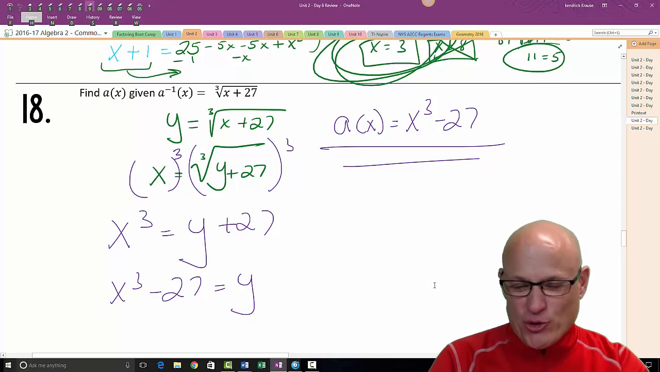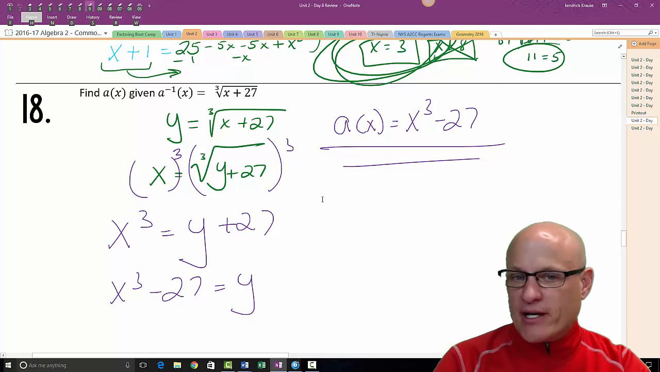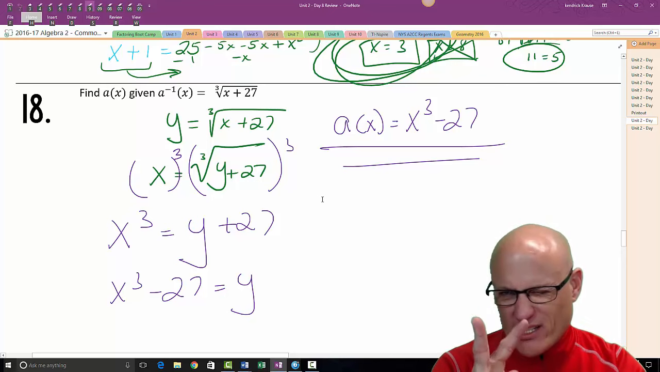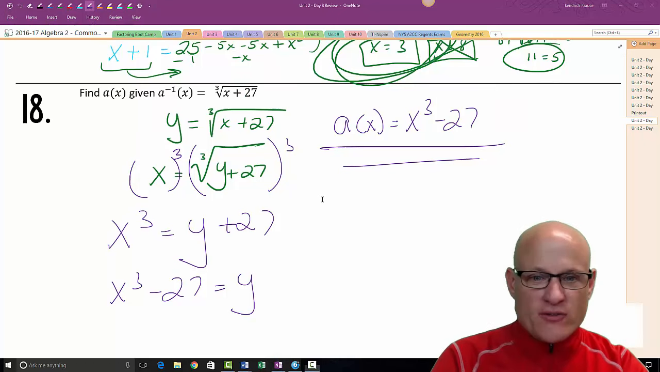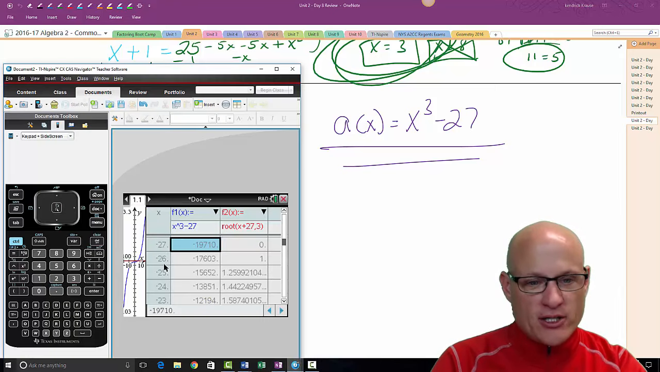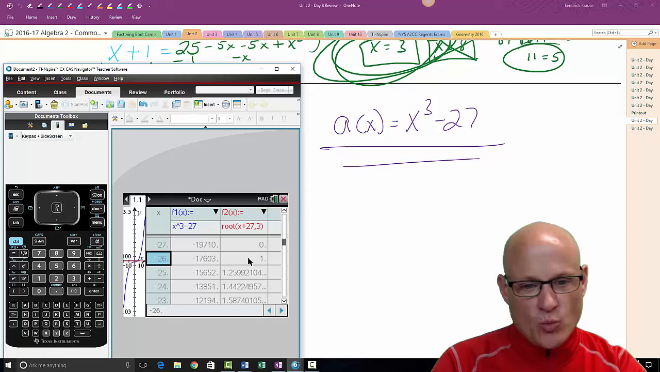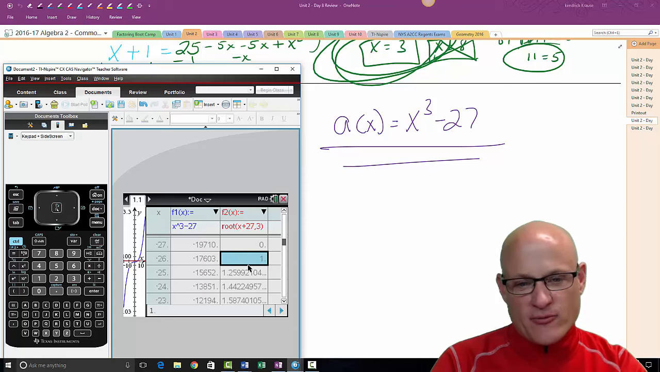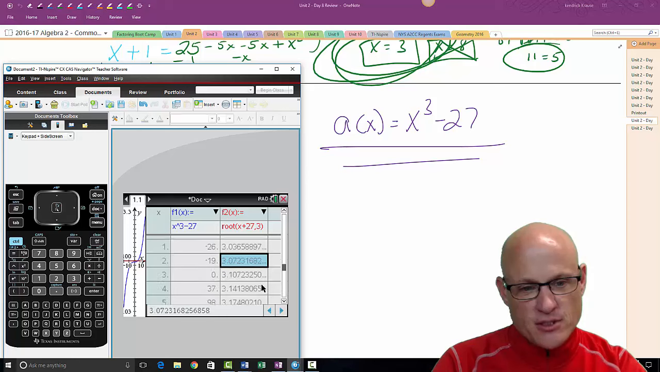So I'm going to try to show you why I know I'm right on this one. Remember, when you have an inverse, you really are switching the x and the y, correct? So the y and the x just flip. So if I go over to my graph mode, if I go over to my calculator, and I look at this one, negative 26, 1. That means on the other function, I should have 1, negative 26. So when I come down, there's 1, negative 26. Or here's one easy one. 3, 0. That means I should have 0, 3 on the other one.